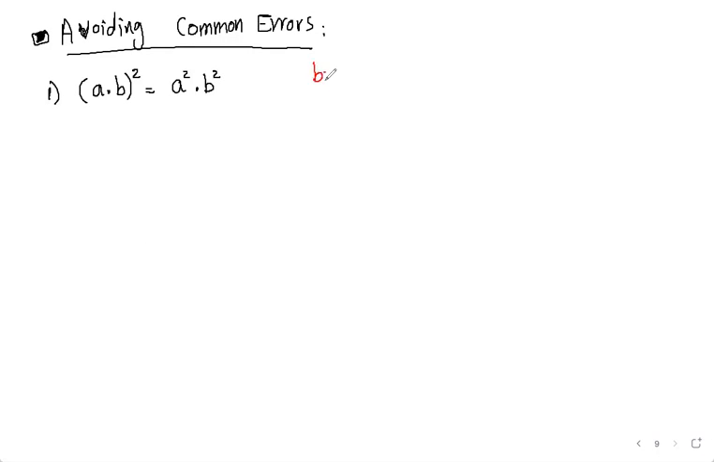But this does not work for addition. A plus B squared, what is that equal to? Is it equal to A squared plus B squared? No, this is not equal. A plus B squared is actually A squared plus 2AB plus B squared. Okay, this is the right thing.